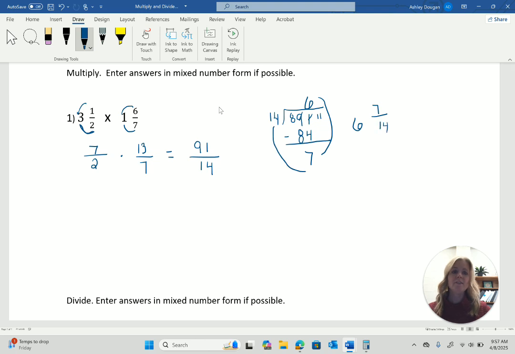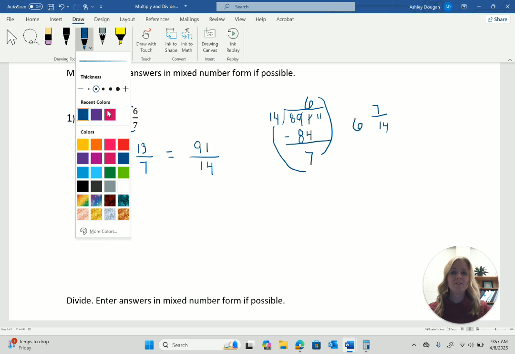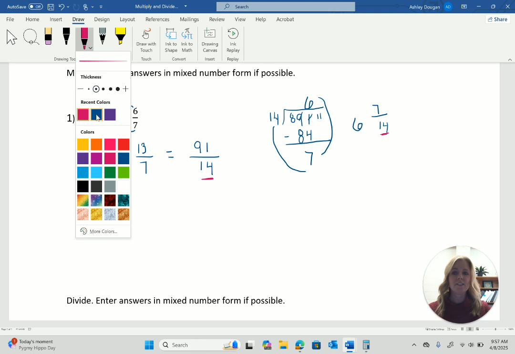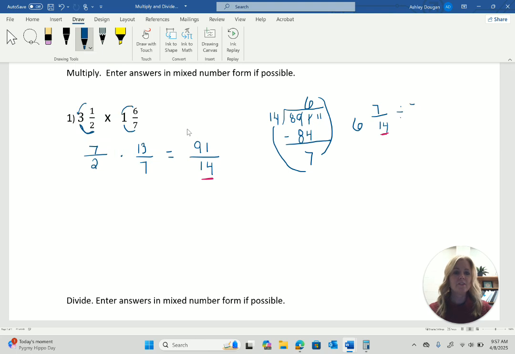And we talked about in the last video, before you simplify your fraction, look and make sure your denominators match. Your denominator for your improper fraction would be the same as your denominator for your mixed number. That just helps make sure you're putting these in the right form. But we do want to simplify this fraction. We can reduce this fraction by 7, and we would get 6 1/2 for a final answer.